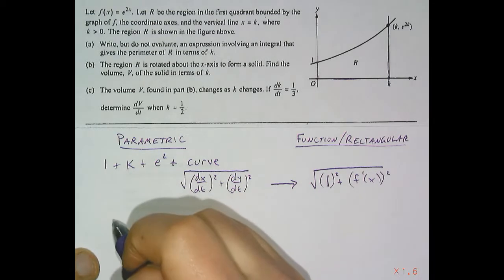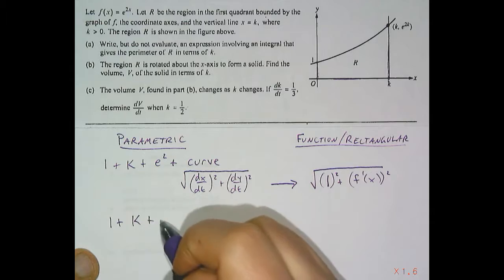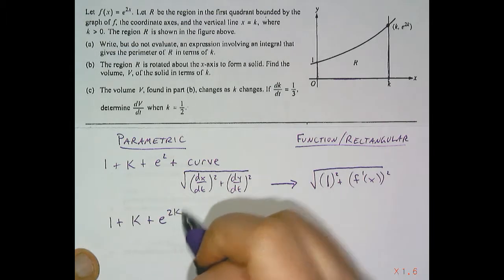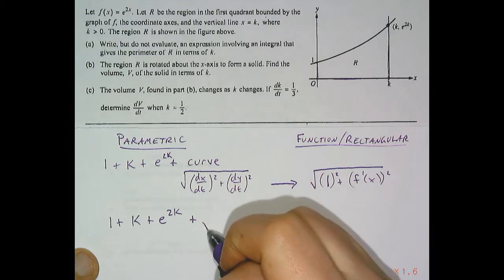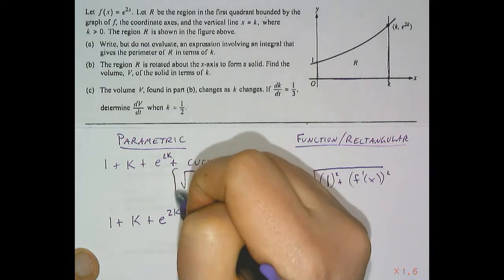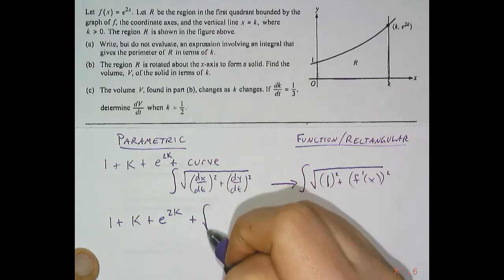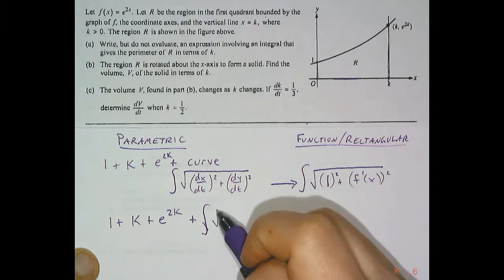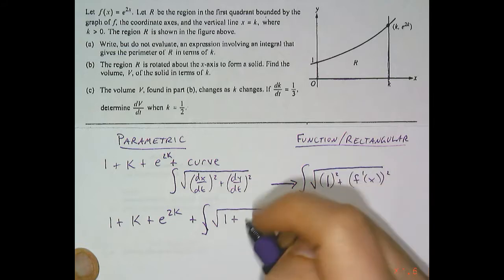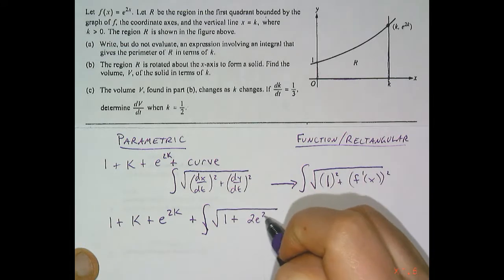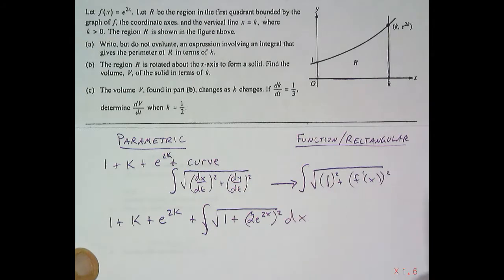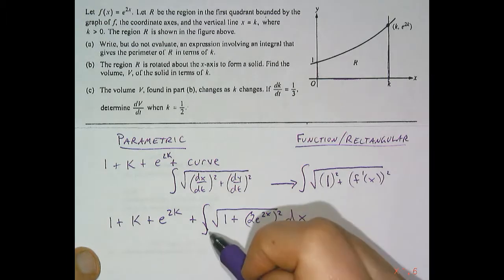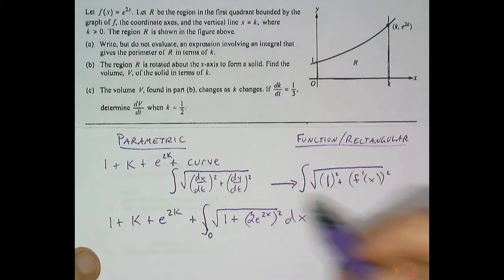So part A, we get the answer 1 plus k plus e to the 2k. Oops, I forgot to write that up there. e to the 2k plus, and we integrate those. The integral of the square root of 1 plus f prime of x, which would be 2e to the 2x, squared dx. And we're going from an x coordinate of 0 to an x coordinate of k.